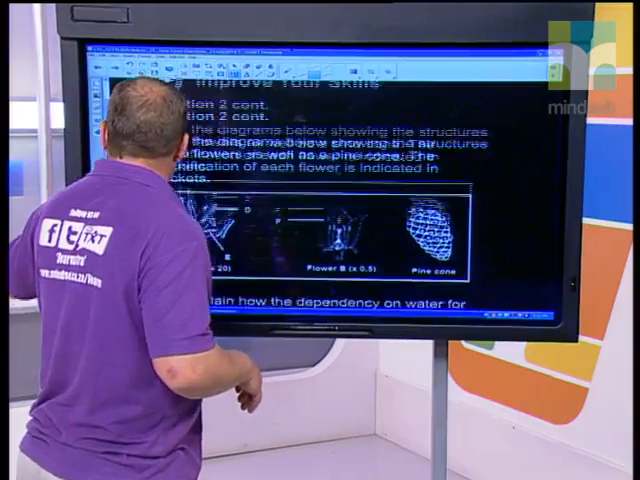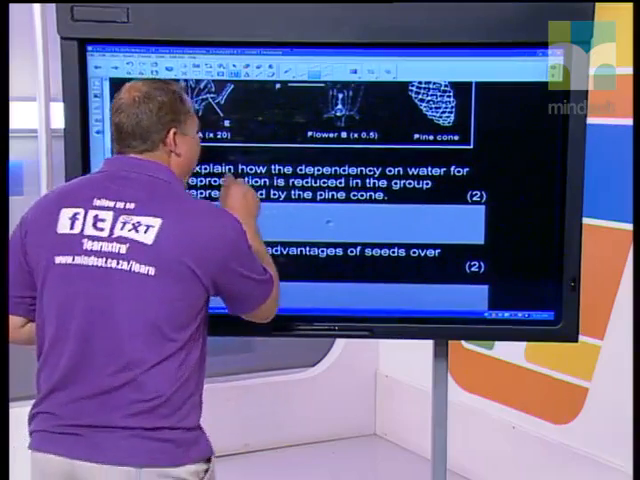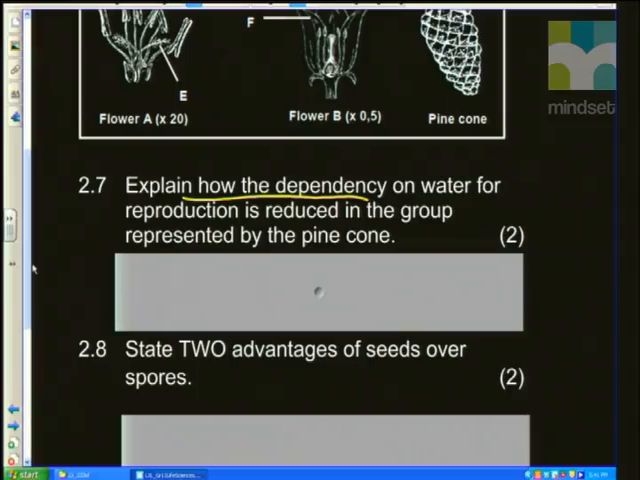Now, let's carry on because I've got to make sure. Explain how. Okay. Explain how. It's very important. Dependency of water for the reproduction is reduced in the group represented by a pine cone. So explain how. Listen to me carefully, and I'm not going to tell you. You've got a few seconds to think about it during an ad break, I reckon. Okay? So I want you to explain how water has been reduced in the reproductive system of a pine cone. Hey, what do you think?